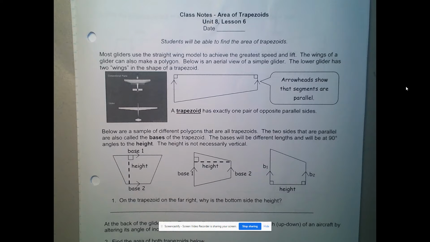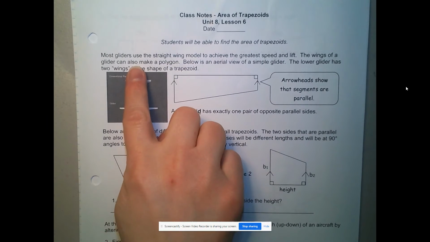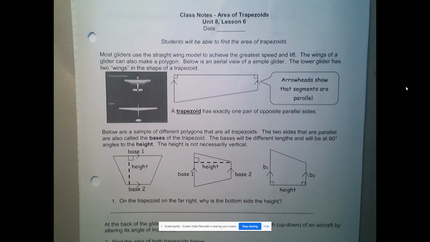All right, so area of trapezoids is a little bit more involved than triangles or the other quadrilaterals that we've done so far. And that's because the trapezoid has a pair of bases. So if you look at the top, we have a little intro here. It says most gliders use the straight wing model to achieve the greatest speed and lift. The wings of a glider can also make a polygon.